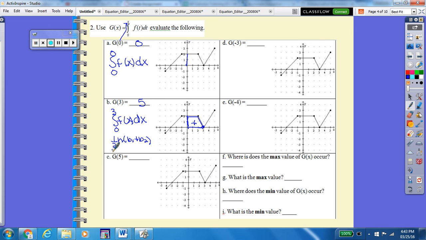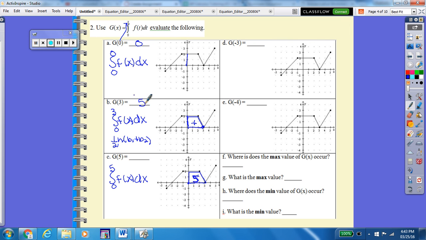G of 5. All right, well, g of 5 says start at 0, and instead of going to 3, just keep going all the way to 5. So that's going to be the integral from 0 to 5 of the function f of x dx. Well, what's cool about this is we already have the first trapezoid. We found that. And area is cumulative. So you start again from 0. We already know this is 3. Sorry, that's not 3, that's 5.